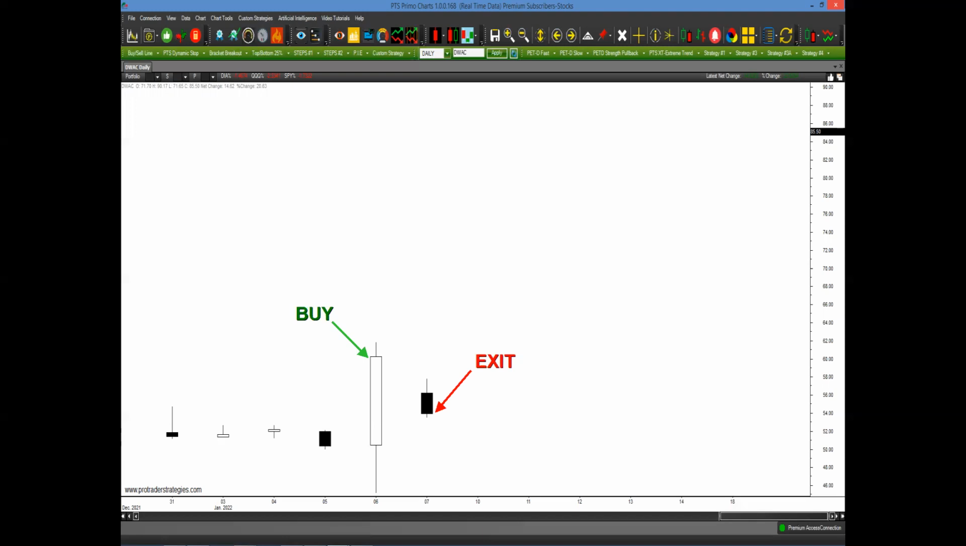How would you have done using the strategy number 10 process? Well, the first thing we want to do is find the short-term trend. Once we add and apply the PET D, we see that we have red here, red, green.